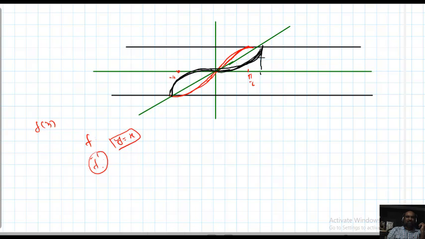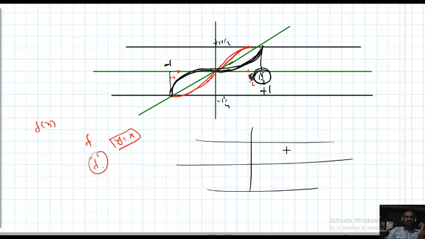But my diagram is not correct. Actually this is pi by 2. This pi by 2 becomes plus 1 for the sine inverse function. This minus pi by 2 becomes minus 1. This minus 1 becomes minus pi by 2, and this plus 1 becomes plus pi by 2. So what happened? A rough sketch of sine inverse of x is this.